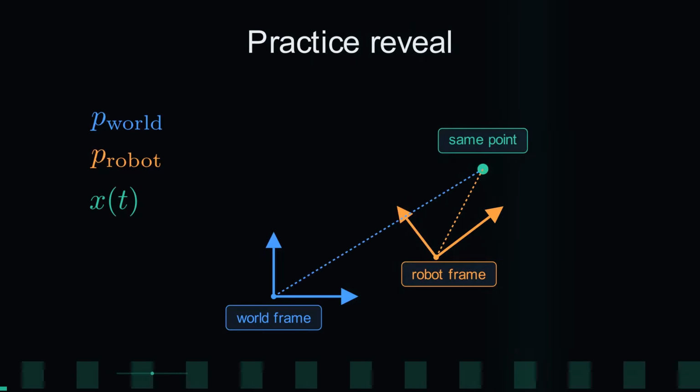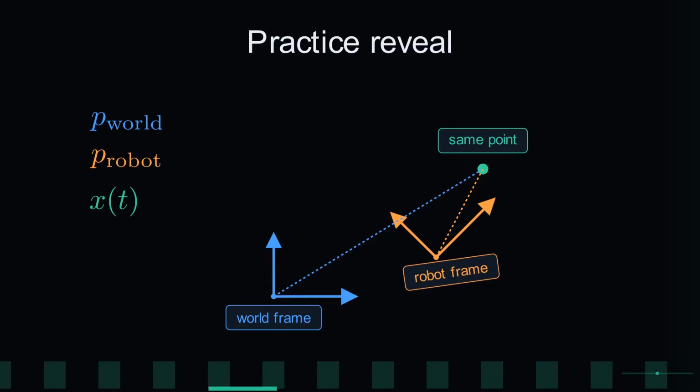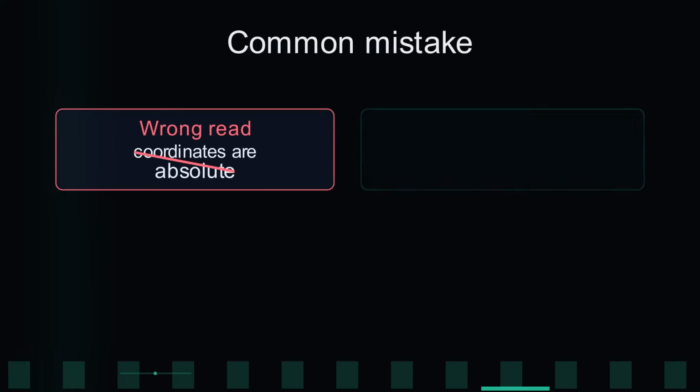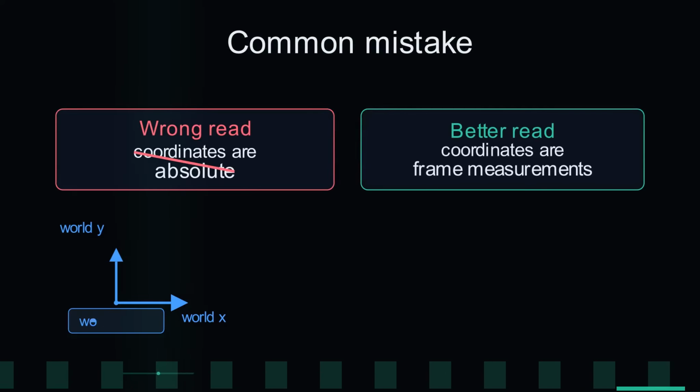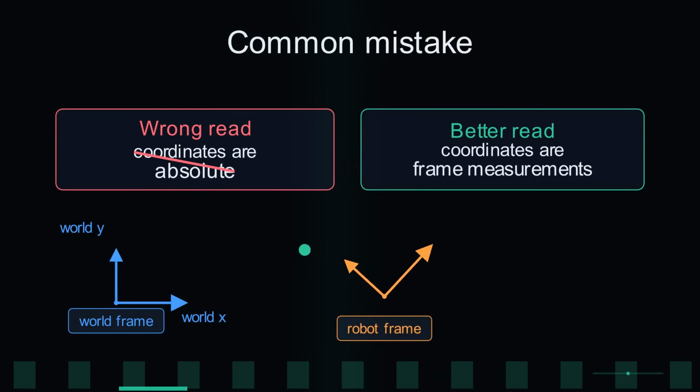P world and P robot can describe the same point in different frames without moving it. X of t tracks a coordinate over time. Coordinates are not the point itself. They are measurements in a chosen frame. Always name the frame first.